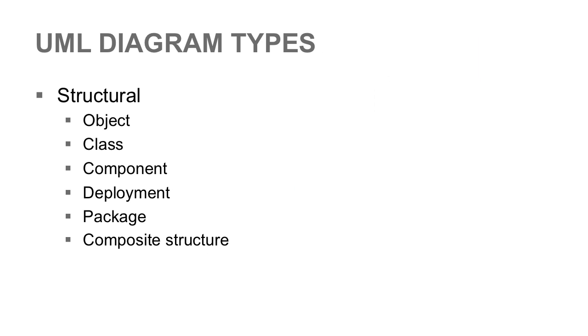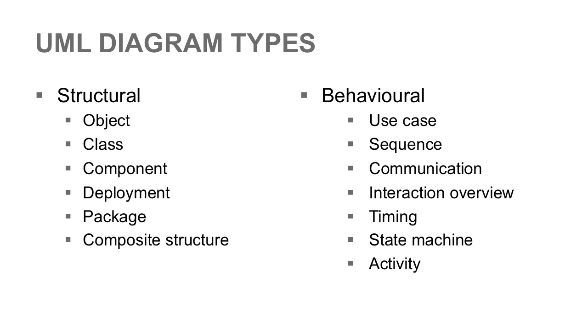I said that diagrams are views into the model that show different aspects of the model. UML distinguishes at a high level between structural and behavioral diagrams. The structural diagrams are these: object, class, component, deployment, package, and composite structure. They all show static structural aspects of the system being modeled. The behavioral diagrams show the aspects of the system that reflect behaviors that are executed, usually in response to occurrences of events. They are use case, sequence, communication, interaction overview, timing, state machine, and activity diagrams.